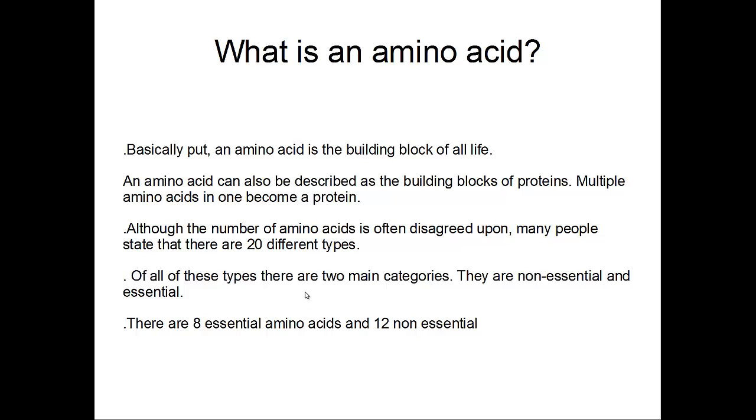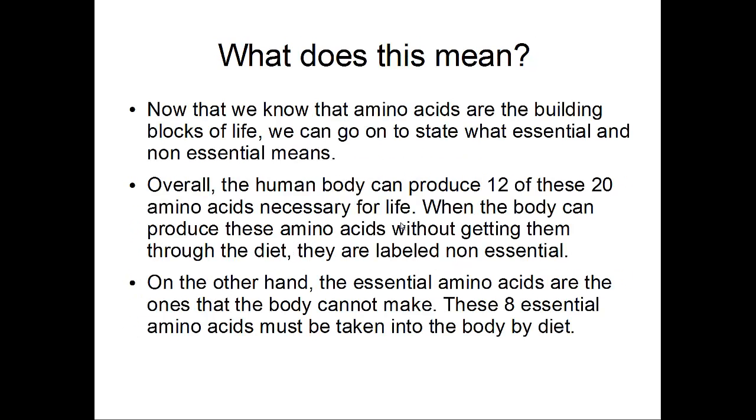Of all these types, there are two main categories. They are non-essential and essential. Overall, there are 8 essential amino acids and 12 non-essential. What does this all mean?